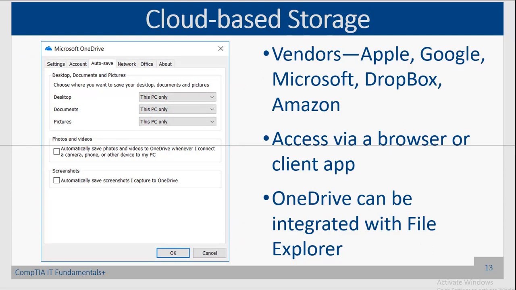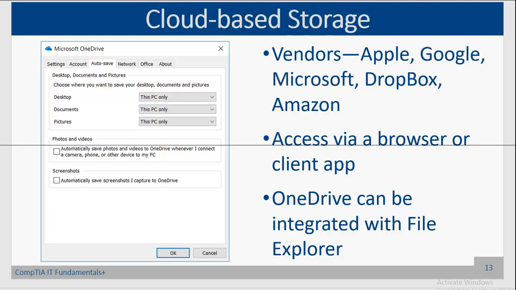Vendors like Apple, Google, Microsoft, Dropbox, Amazon. A lot of people use those. Microsoft OneDrive is very popular. Most of these companies have two versions: the free version that you get when you create an account, and then the enterprise level version when you have a subscription to the enterprise features.